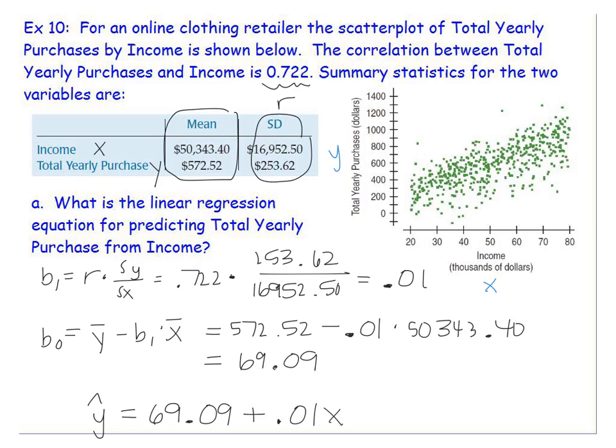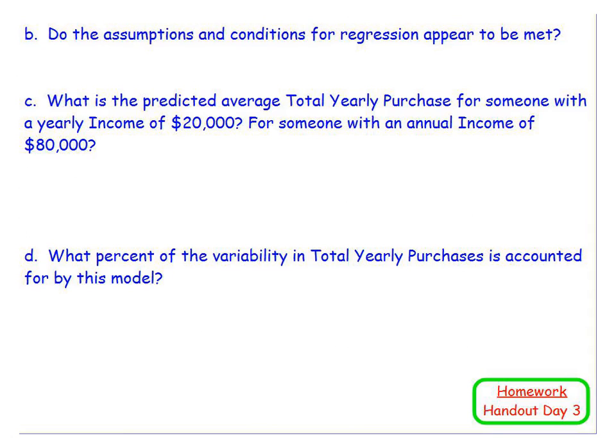And so let's move to the next page. So do the assumptions and conditions for regression appear to be met? Again, those assumptions were, is our data quantitative and is our graph linear? So our data was income in thousands of dollars and purchases also in dollars. And so they were both in dollars. And so yes, that's definitely quantitative. And if you go back and look at the graph, it's a very wide band, but it's definitely a linear band. So yes to both of those. So yes, we are good with linear.